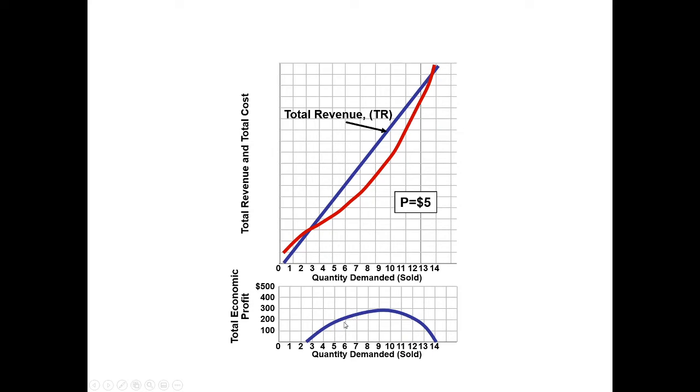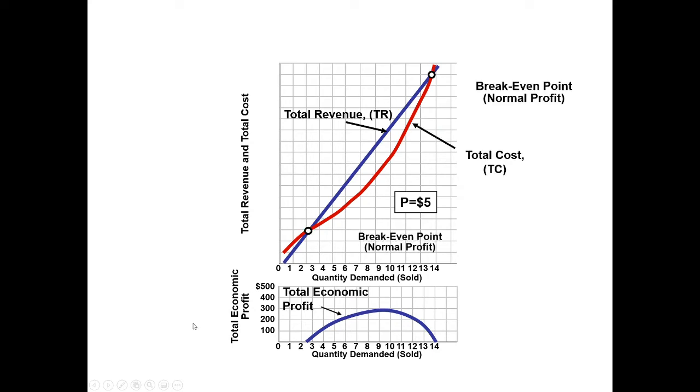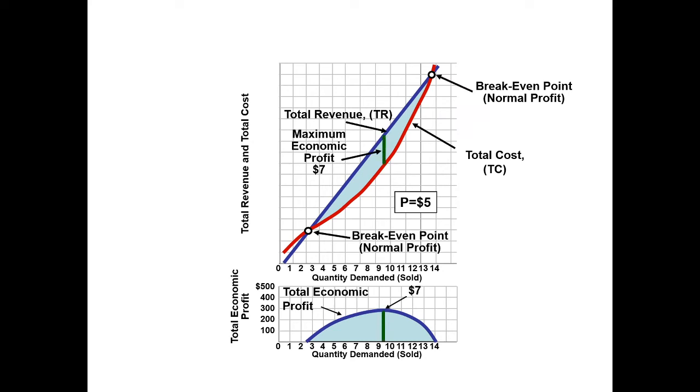At the bottom, we just have a graph showing total economic profit at each one of these points, and you can see that it hits its peak at 9. But we'll add a couple other things in here. So we have our total cost curve, total economic profit, the 2 break-even points. Then we shade in that area, which is economic profit, and the maximum profit is $7, and it's at 9 units, and it can also be seen down here. Okay, so that's one method to find the maximum profit.